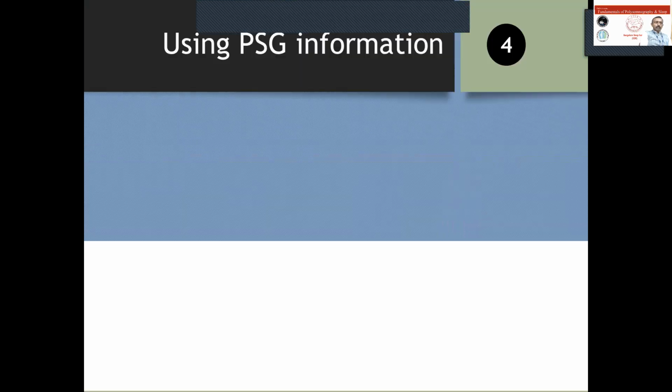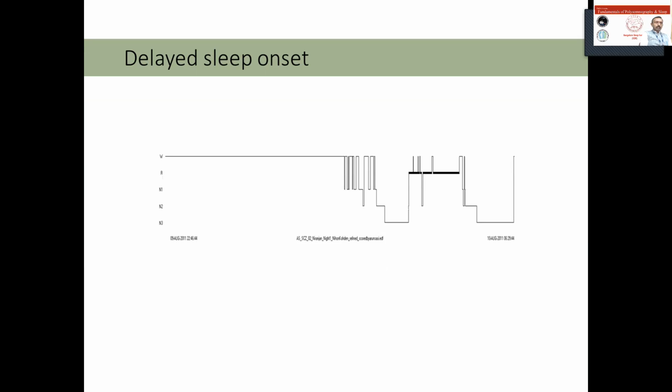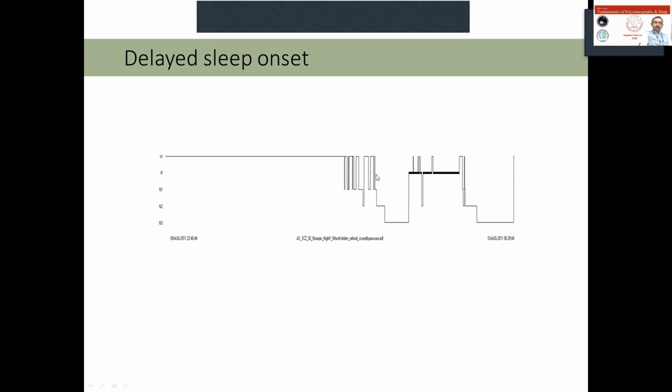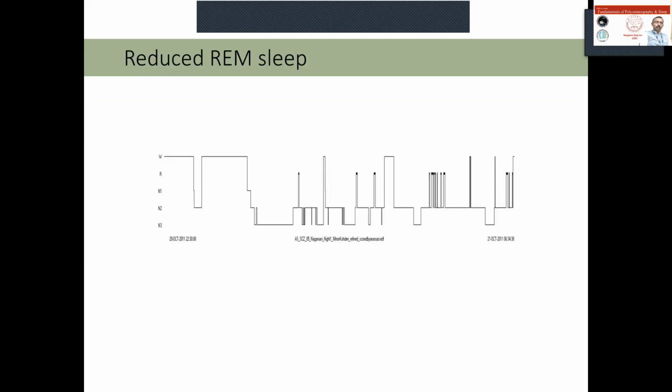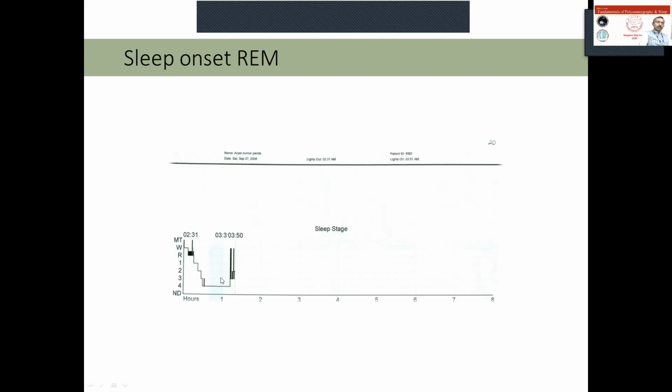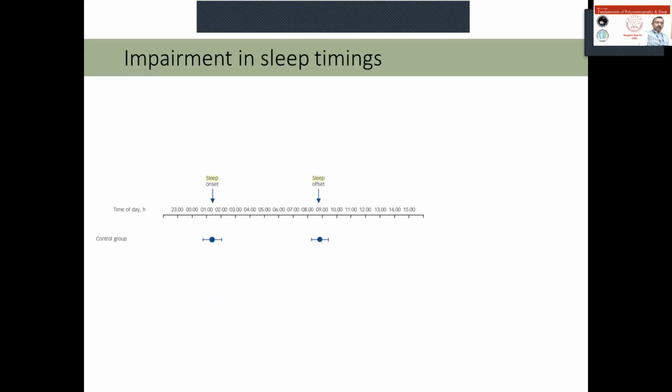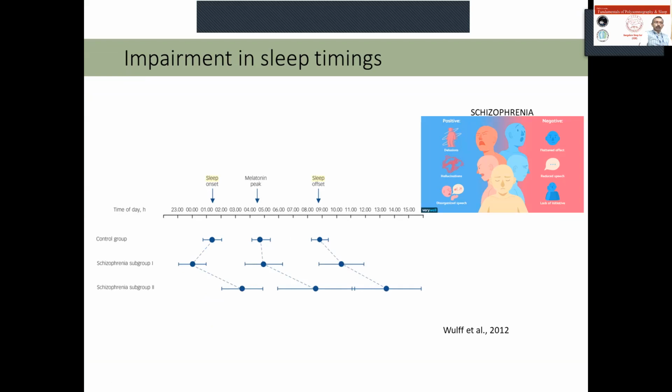Now, PSG measurements as such. From the hypnogram, you can know the sleep onset is long in some insomnia cases. You can have broken, repeated awakenings in some sleep maintenance disorder cases. During sleep onset itself, REM can occur in narcolepsy. And even with a basic measurement using actigraphy, you can identify the sleep onset and offset, and studies have found that this sleep onset and offset corresponds to the melatonin peak. So this can be an indirect measurement of your hormonal status.